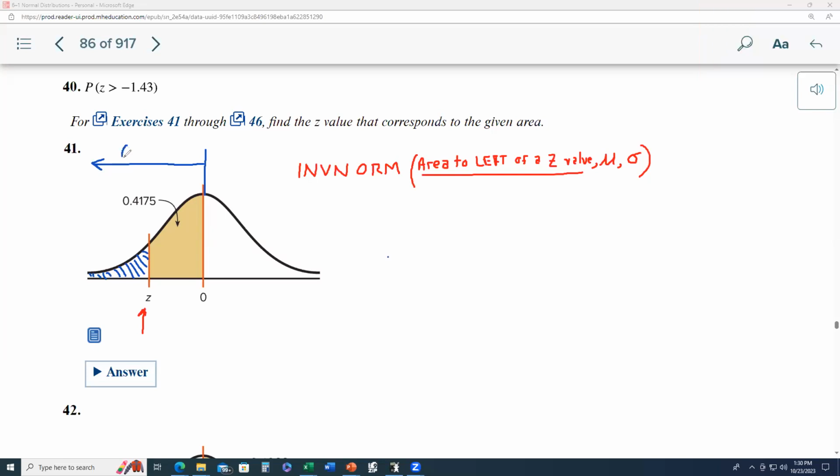Negative? No, areas are never negative because areas are probabilities. No, z-values can be negative, correct? To the left of 0, the z-values on the horizontal axis are negative, and to the right of 0, they're positive. But probabilities are always positive. They're never negative. No, what was the area underneath the entire curve? You remember what it was for any normal distribution? The area underneath the entire normal distribution always must be what? 1, is that correct?